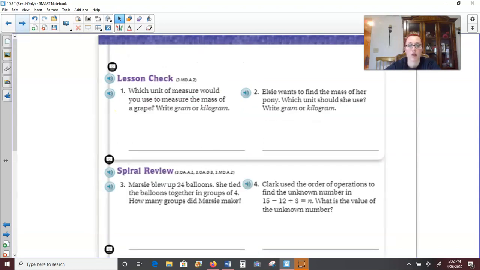Moving along, lesson check. Which unit of measure would you use to measure the mass of a grape? Ha, told you guys. Grapes would be measured in grams. And number 2, Elsie wants to find the mass of her pony. Which unit should she use? Gram or kilogram? Even though a pony is not a full-grown horse, you would use kilograms.